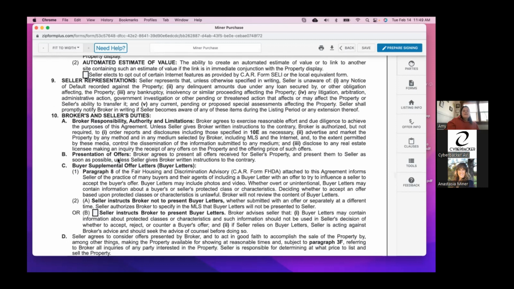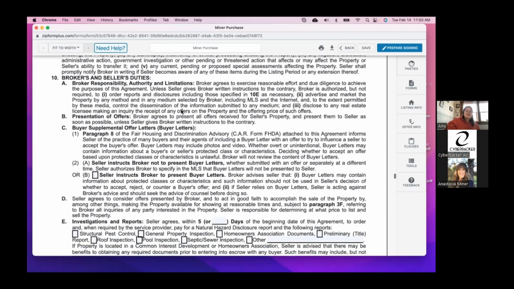9, seller representation. Seller represents that, unless otherwise specified in writing, seller is unaware of any notice of default recorded against the property, any delinquent amounts due under the loan secured by or obligation affecting the property, any bankruptcy, insolvency, or similar proceeding affecting the property, any litigation, arbitration, administrative action, government investigation, or other pending or threatened action that affects or may affect the property or seller's ability to transfer it, and any current pending proposed special assessments affecting the property. Seller shall promptly notify broker in writing if seller becomes aware of any of these items during the listing period or any extension thereof.